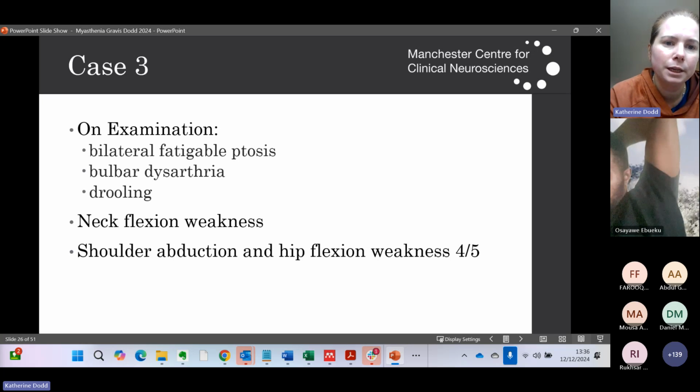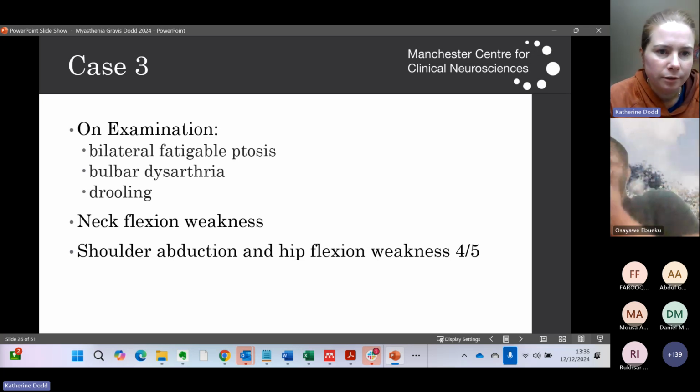So when you examine him, he's got bilateral fatigable ptosis, he's got a bulbar dysarthria, he's drooling, he's got neck flexion weakness, and he's got shoulder abduction and hip flexion weakness, 4 out of 5, which is fatigable.